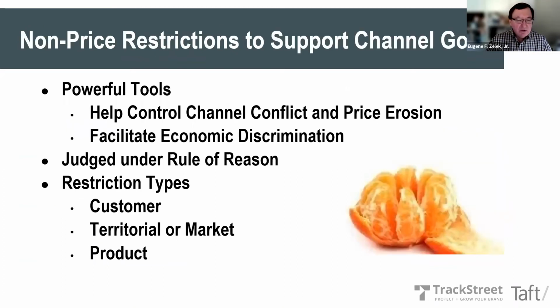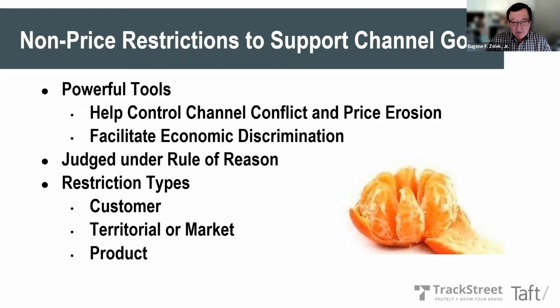Another tool often overlooked are non-price restrictions. And what we mean by that is these things can help control channel conflict and price erosion. And they can also facilitate economic discrimination. And what I mean by economic discrimination is charging different prices to different customers. This is if you're a manufacturer. The Robinson-Patman Act says you have to treat competing customers alike. These are tools that allow you to decide who competes against whom and how much overlap there is.